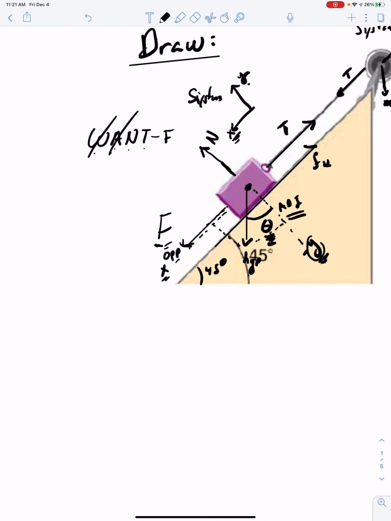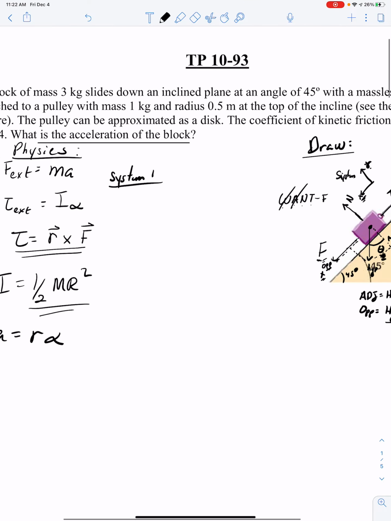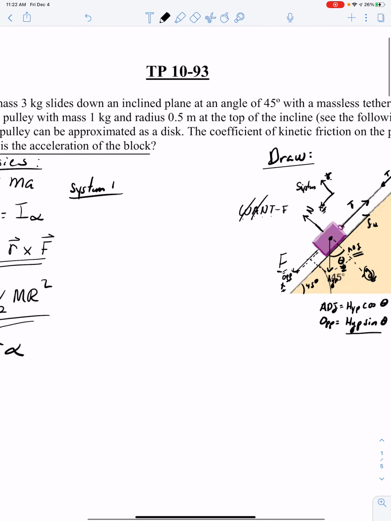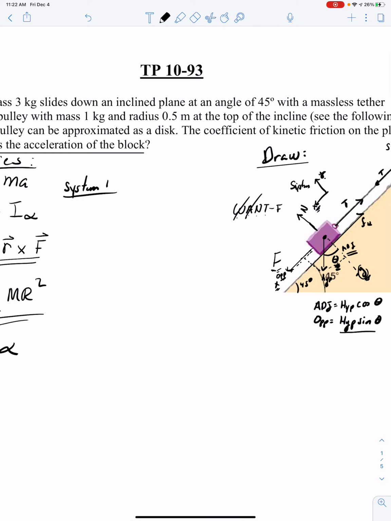And because of that, we can rewrite it like this, where adjacent is equal to hypotenuse times cosine theta, and opposite is equal to hypotenuse times sine of theta. So opposite in this scenario, if I wanted the weight in the x direction, I would pick hypotenuse sine theta. So going back to the actual system, we have to identify all the directions of the forces.